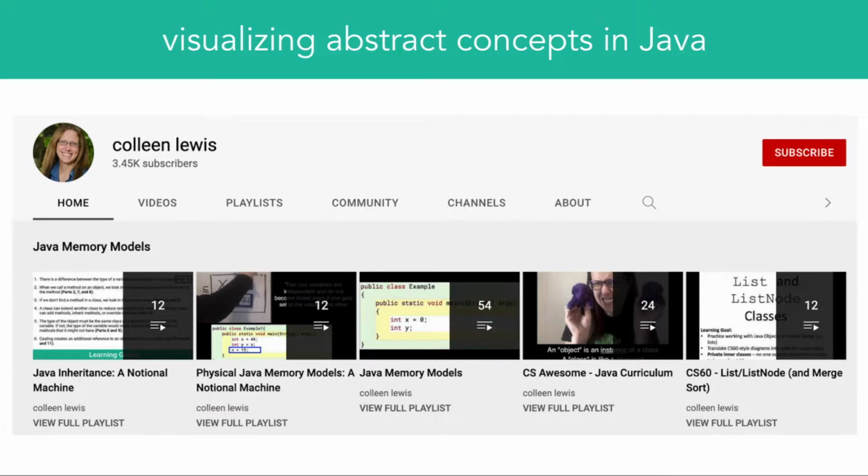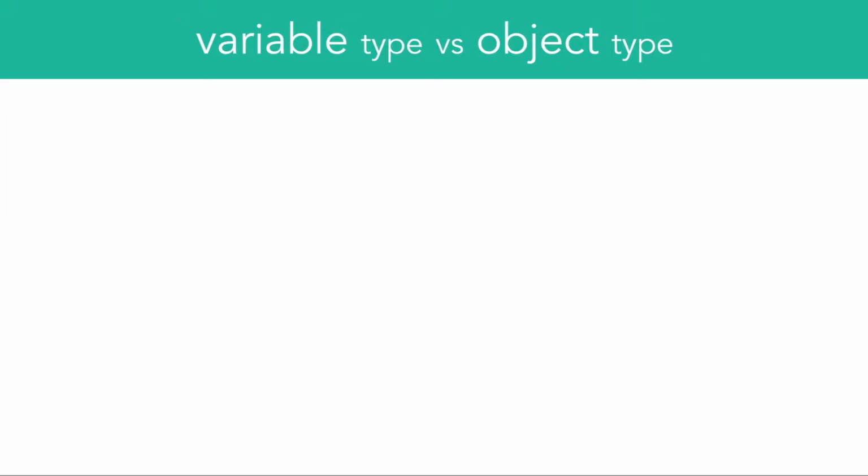Colleen Lewis is a computer scientist who is dedicated to visualizing abstract concepts in Java using models. This presentation is using content from her series on Java inheritance. I highly recommend watching her videos. They are short and sweet, around 3 minutes each, and straight to the point. Repetition builds permanence and builds confidence.